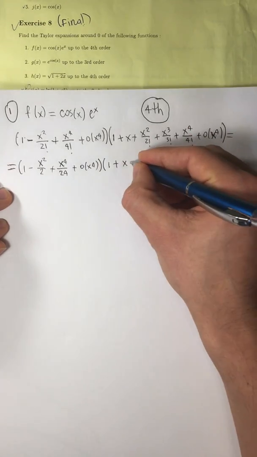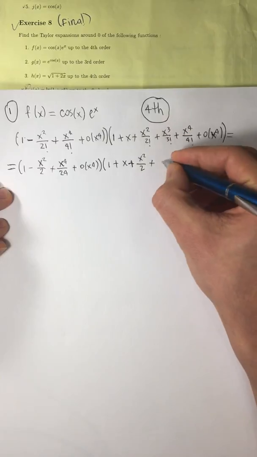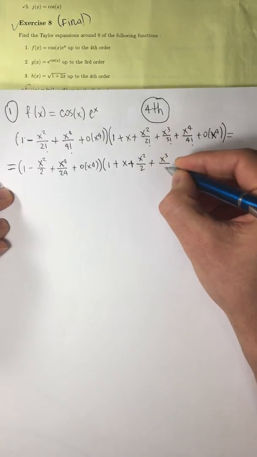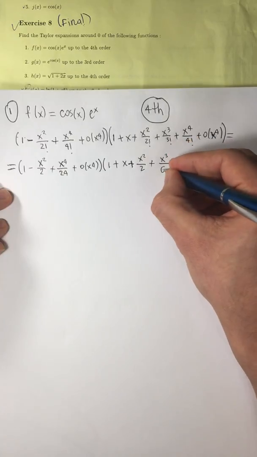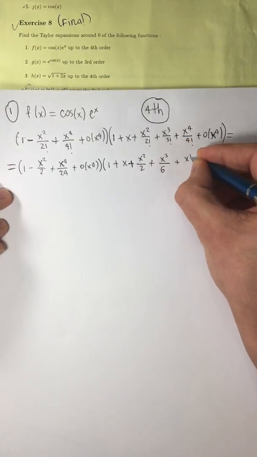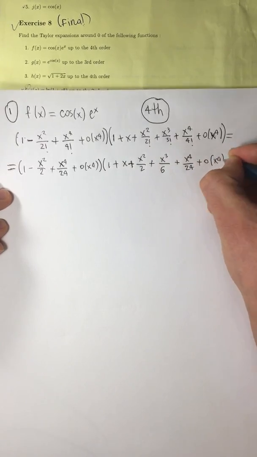That's fun, isn't it? No, I know, but you have to do it. x squared divided by 2. And then what is 3 factorial? x cubed divided by 3 factorial. What is it? Oh my god, my brain just stopped. x to the 4 divided by 24. Oh, x to the 4.